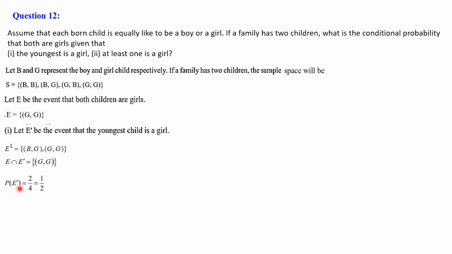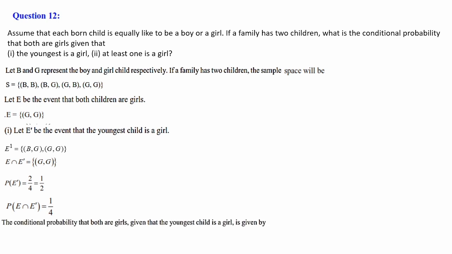Probability of E dash we will calculate. There are two elements, so 2 divided by the total number of elements in the sample space, which is 4. So 2 by 4 is equal to 1 by 2. Next is P of E intersection E dash. E intersection E dash has only one element. The total number of elements in the sample space is 4. So 1 divided by 4.